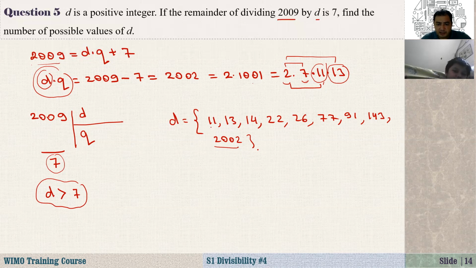If you divide 2009 by 11, 13, 14, 22, 26, 77, 91, 143, 2002, all of these numbers give remainder 7. So what is the answer? How many possible values? 1, 2, 3, 4, 5, 6, 7, 8, 9. So we have 9 possible values.